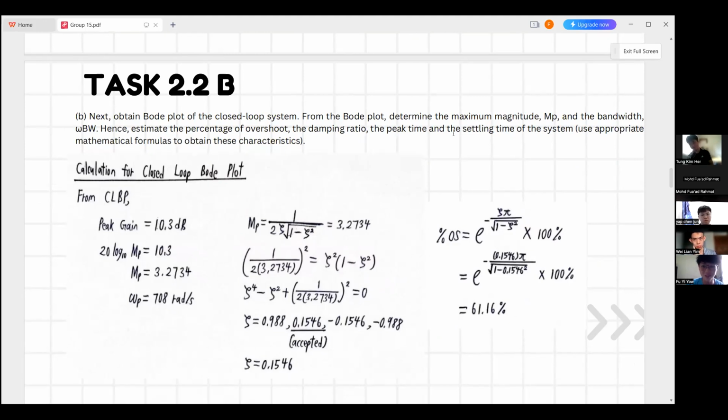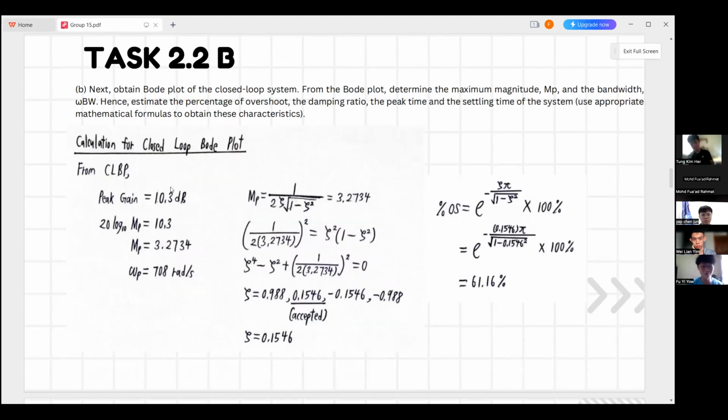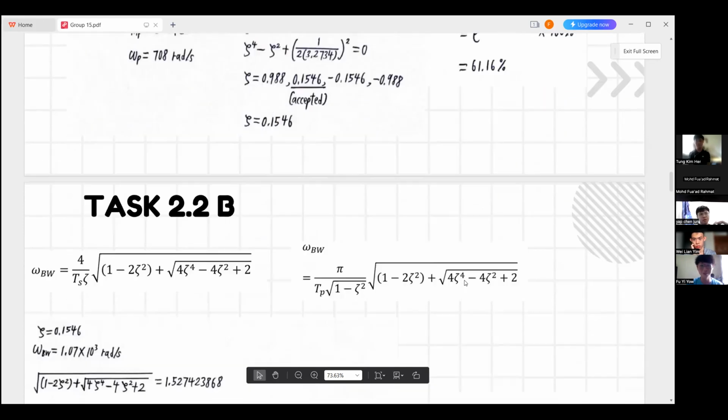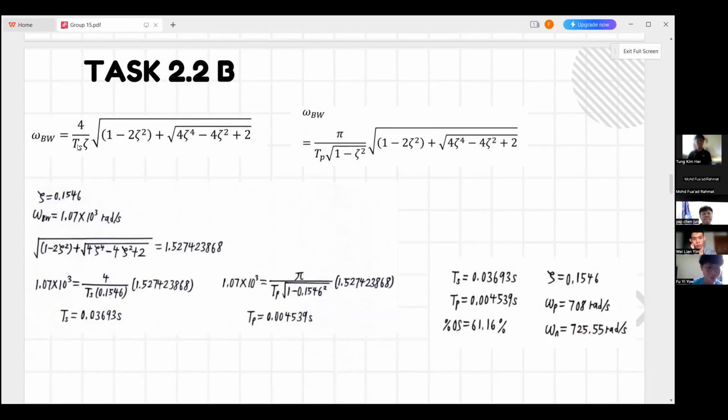Then we will go to task 2.2b to find the maximum magnitude, bandwidth, percentage overshoot, damping ratio, peak time, and settling time. From the closed loop bode plot, we can find the peak gain equal to 10.3 dB. Then we will get the maximum magnitude. Then you can continue using the formula to find the damping ratio and also the overshoot percentage. And then we use these two formulas to find the settling time and peak time. And the final value for the system output performance is at this side.